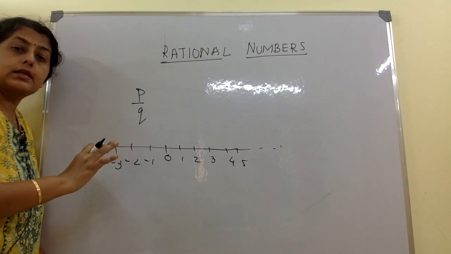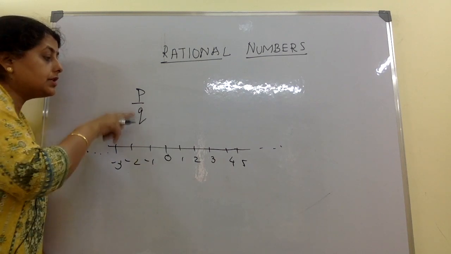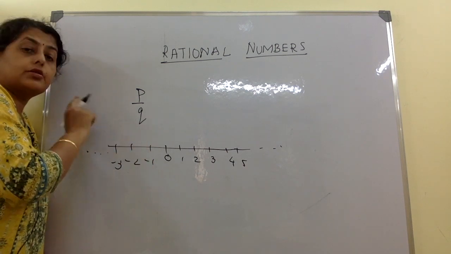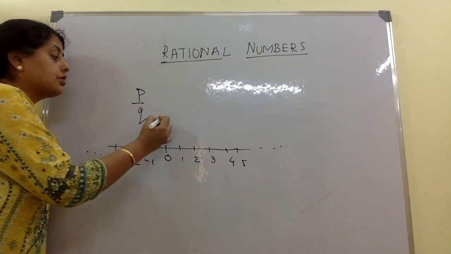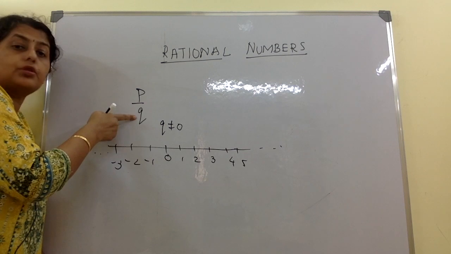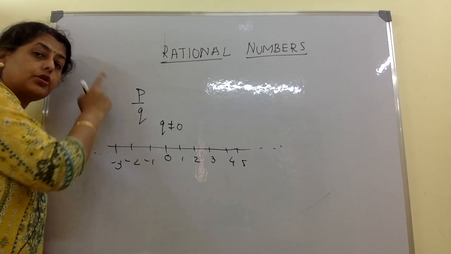So these are integers. So here also we want an integer, here also. Remember, 0 is also an integer. Q is also an integer. But then there is some restriction. Q cannot be equal to 0. So here they allow a 0, but here they don't allow a 0. So here I can take any number including 0, not here.